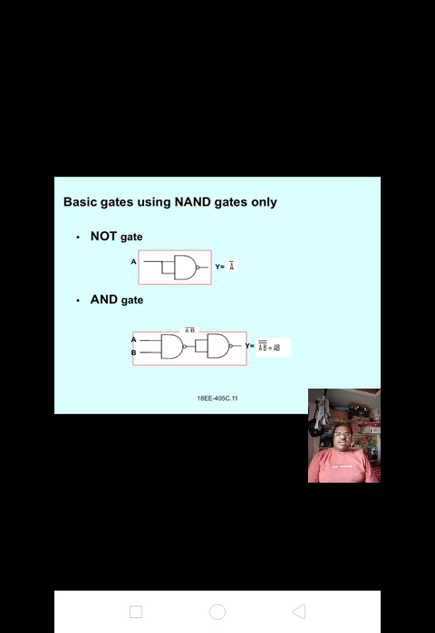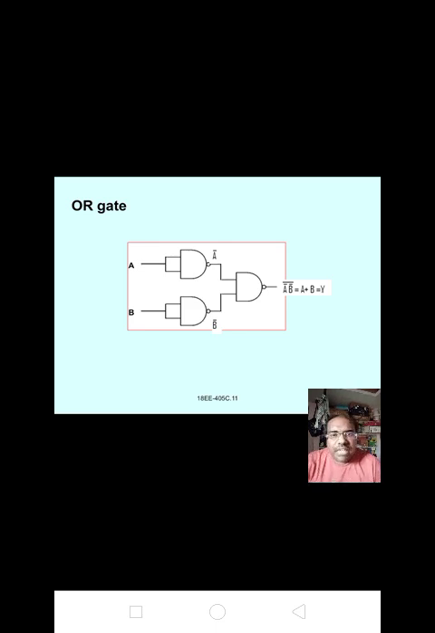Next, realization using NAND gates. For the NOT gate, we take only a single input, and the NAND gate gives the output Y equal to A bar. For the AND gate, we use two NAND gates. The first NAND gate has two inputs and the second NAND gate has only one input. With AB as the input, we get the output AB bar. That output is given to the second NAND gate, and we get Y equal to AB bar bar, equal to AB. Now the OR gate: here three NAND gates are taken. The first two NAND gates have a single input each and the third NAND gate has two inputs.